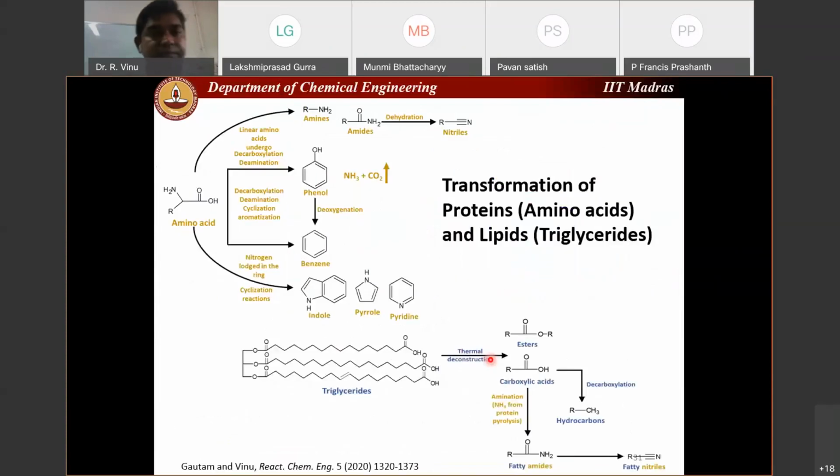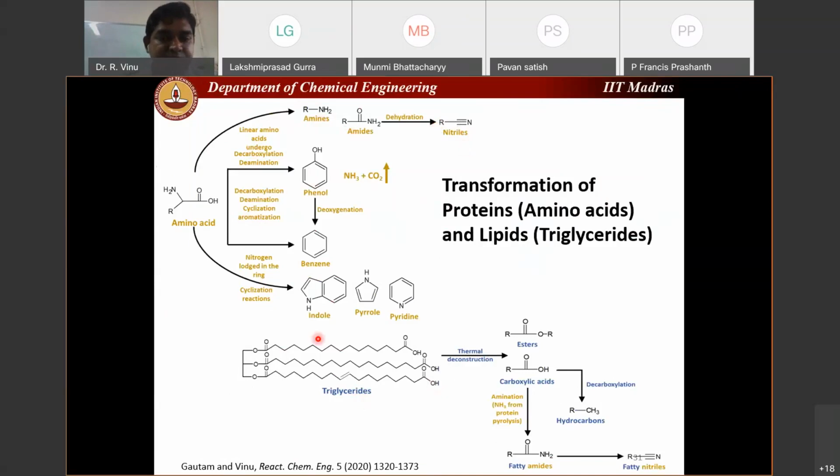So you can see that typically an amino acid undergoes a lot of different reactions like decarboxylation, deamination, cyclization, and aromatization to form phenols, benzene, cyclic nitrogen containing compounds, amines, and amides. Amides can undergo dehydration to form nitriles. So these are typical reactions of proteins present in the algae.